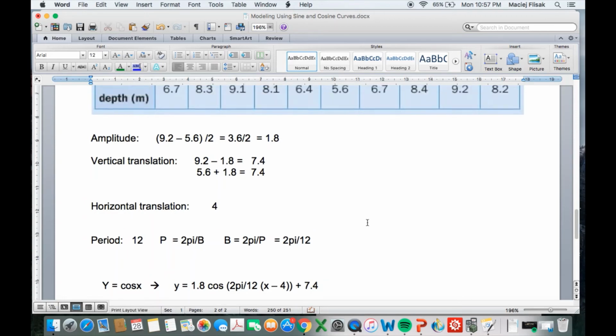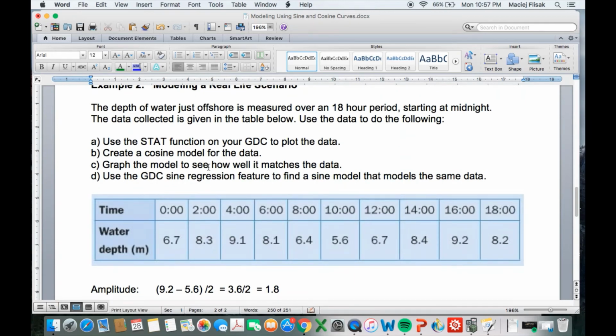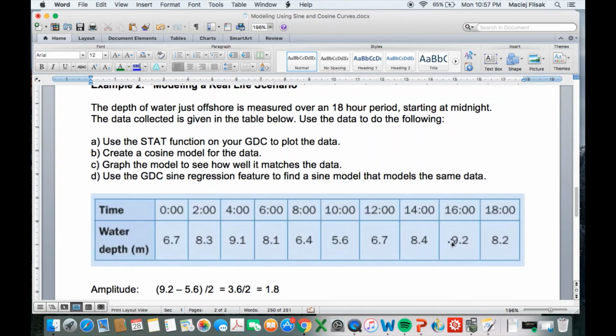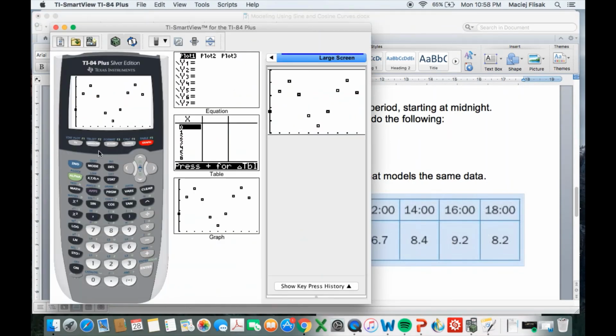And now we're going to graph it. So the next step says graph the model to see how well it matches the data. Again, we saw some of the points were a little bit off. So let's see how close it is. So let me go to here. I'm going to enter that model.